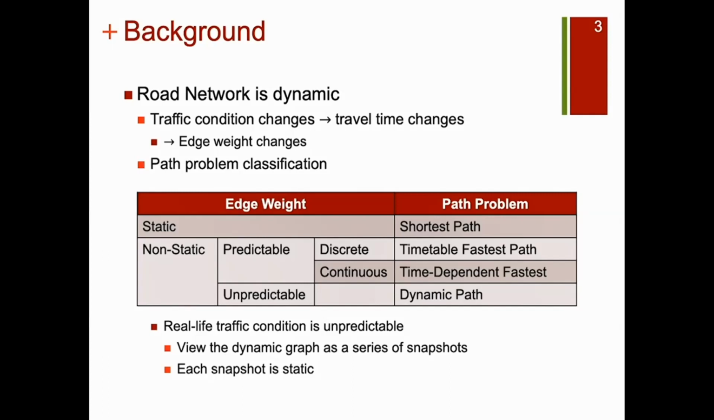What we are trying to do is work on the unpredictable version. A traffic accident happens, it happens. A traffic jam happens, it happens. It's not predictable. So we call it dynamic path. And we view this dynamic graph as a series of time snapshots at different timestamps. We only deal with the current one. For the future, there is another snapshot of the static graph, but we just don't know it. When we encounter it, we deal with it.